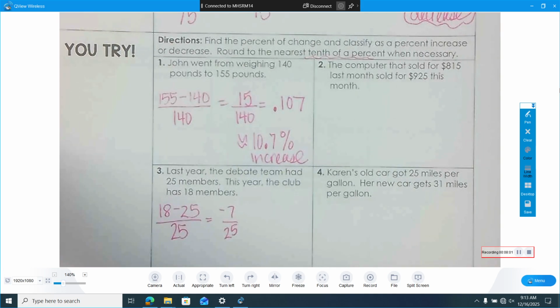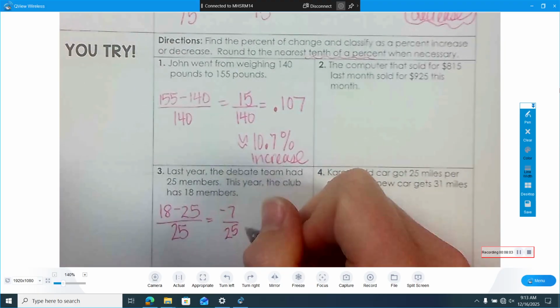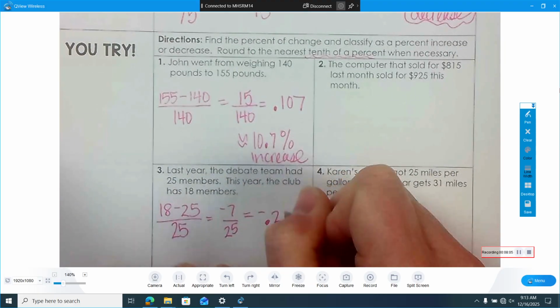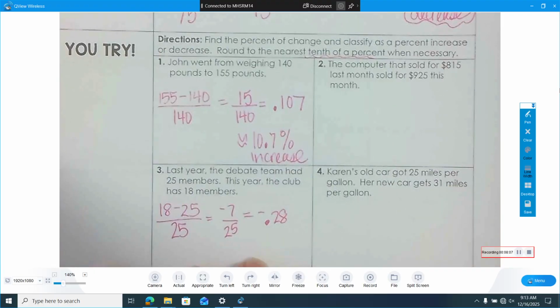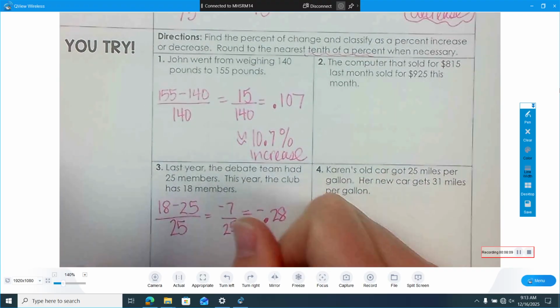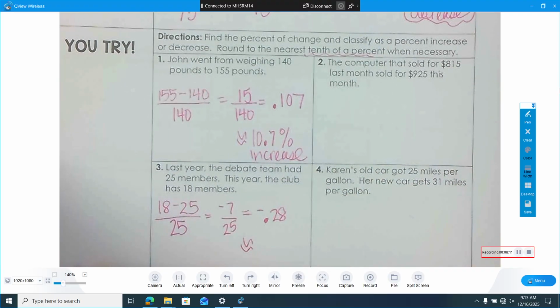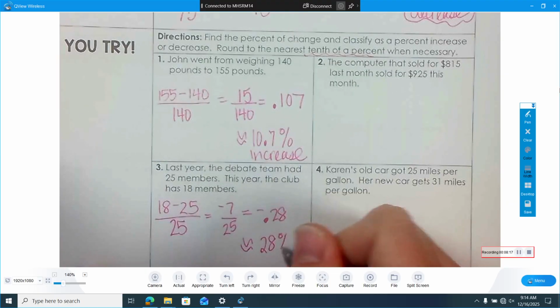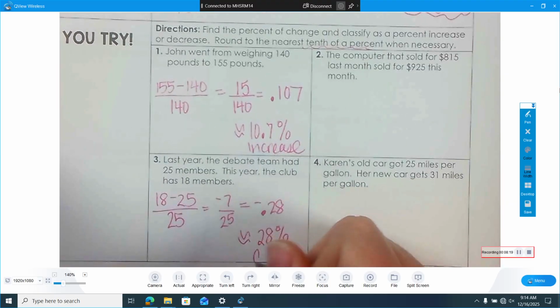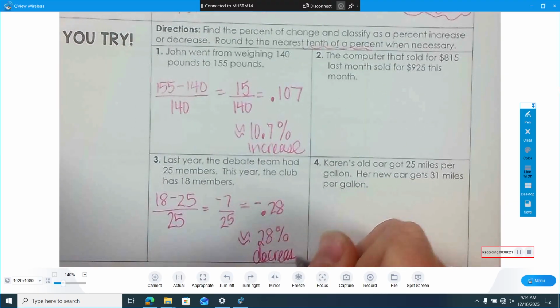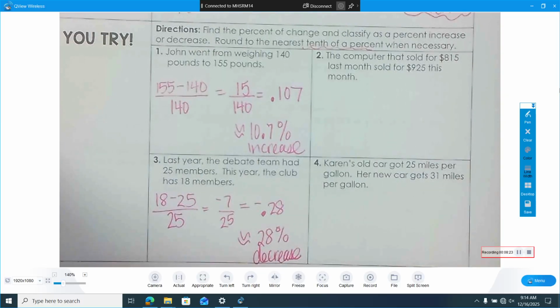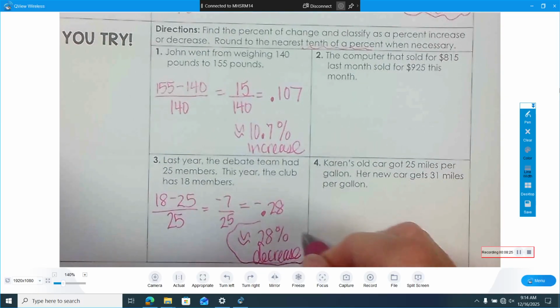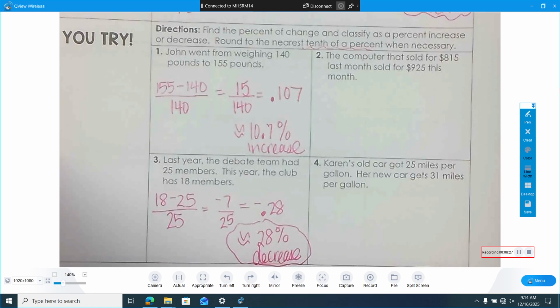All right, what'd you get? Negative 0.28. All right, and then how do you convert that to a percentage? Times by 100. So what do you get? So 28%, I'm going to say decrease instead of the negative. Can I do that instead? Yeah? Okay. So 28% decrease.